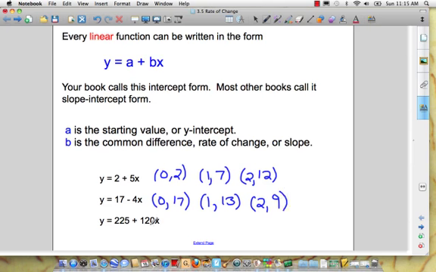And one more example. This sort of looks like the calorie burning examples that we did in class. So at the beginning, time 0, you've already burned 225 calories. And then with each passing hour, I guess, or minute, I don't know how we're measuring it, you burn another 120. So after one additional unit of time, we would add 120 to the 225, and we'd get 345. Okay, so that's 3 examples of linear functions written in intercept form.